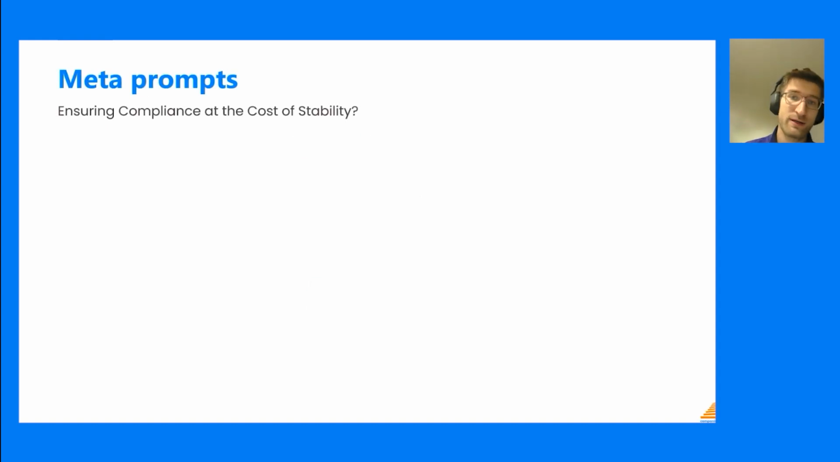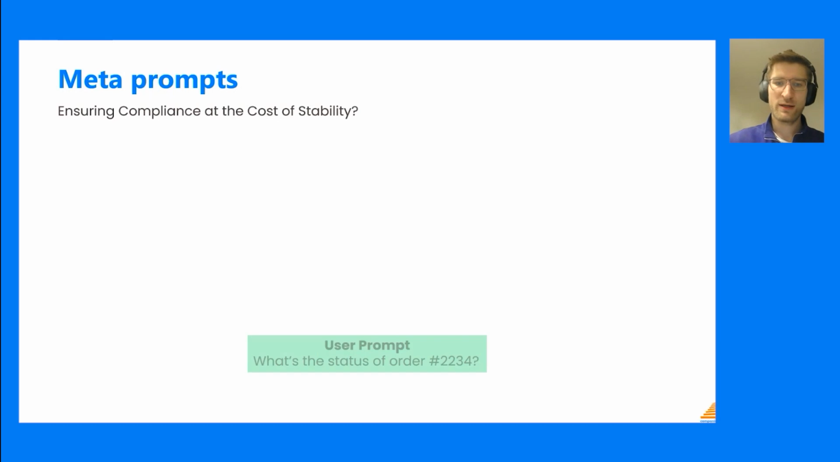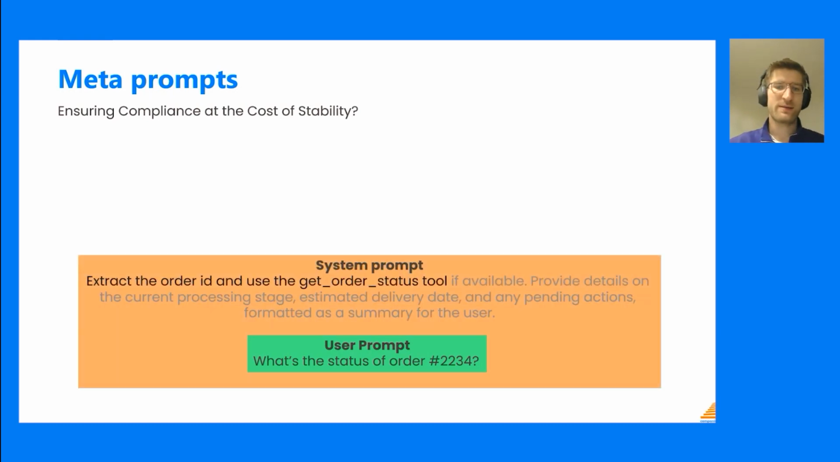And then there's also the third actor that can break your prompts, which you might not really think of, and it's Microsoft. Here's how. You now already know what's a user prompt. It's the question that the user types in. What's the status of the order 2234? And you know what's a system prompt. It's what we've been talking about. So extract the order ID, use the get order status tool. That would be an example of a system prompt.